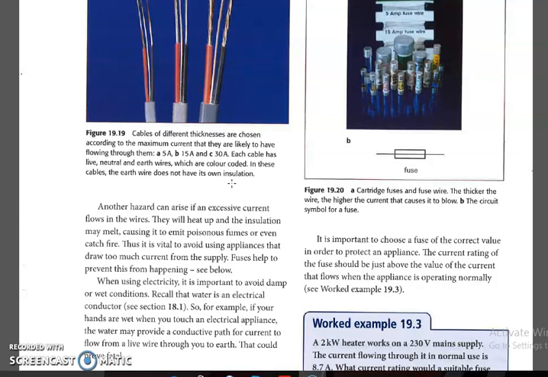The earth wire has a very low resistance and it is usually connected to the metal case of the appliances. It forms a safety outlet for the current in case the appliance becomes live. So I told you the functions of the three wires, and as the thickness increases the resistance decreases and more current will flow through the circuit.